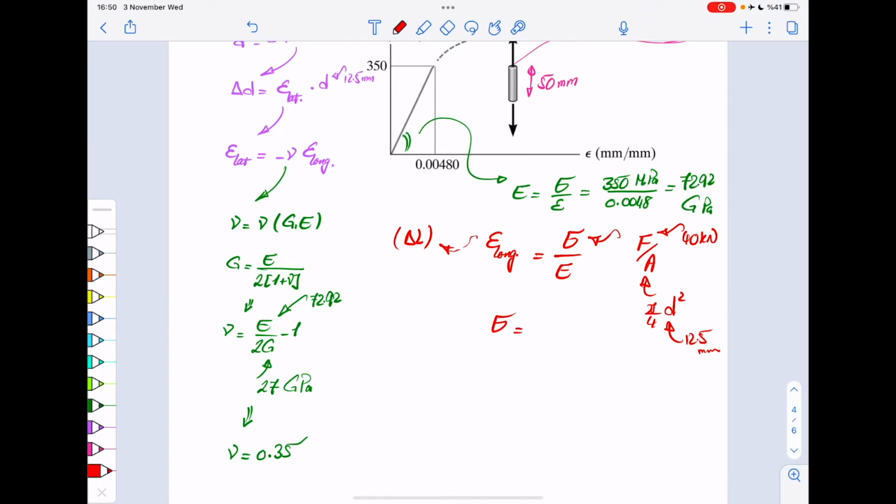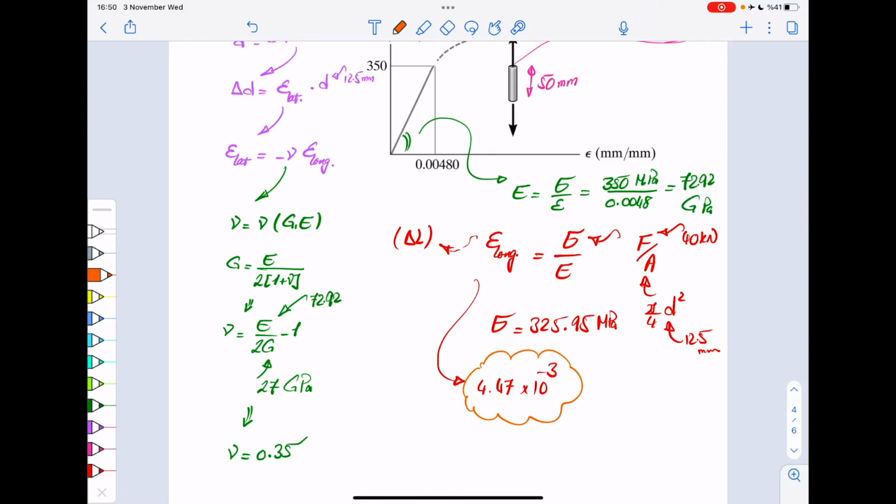So stress would be 325.95 megapascal. And E, you have E already. We just calculated it. It's here. So you just divide that sigma by E, and you get your longitudinal strain that is 4.47 times 10 minus 3. All right? Okay, so let me just box this. So that is your longitudinal strain. That's your Poisson ratio.